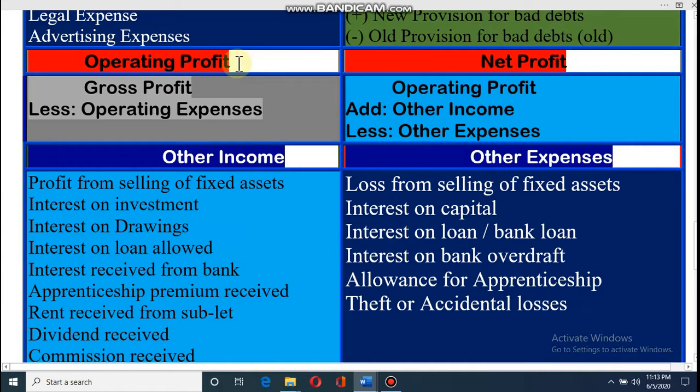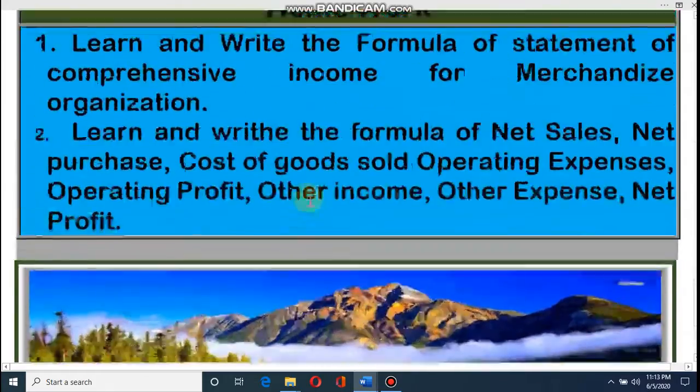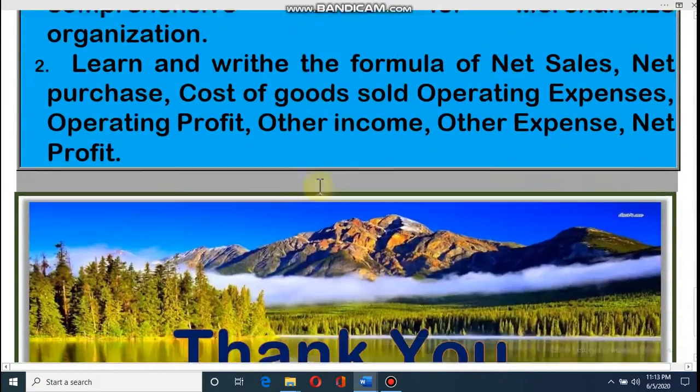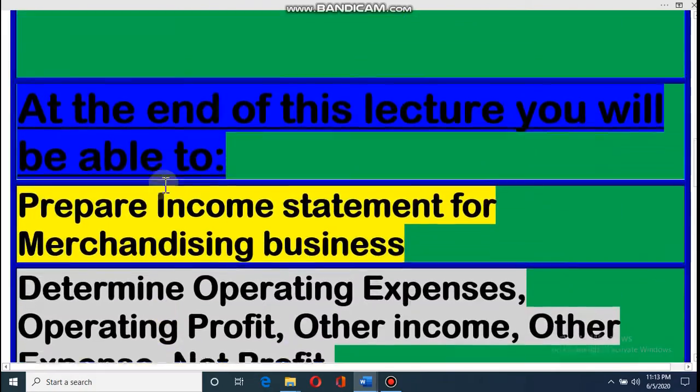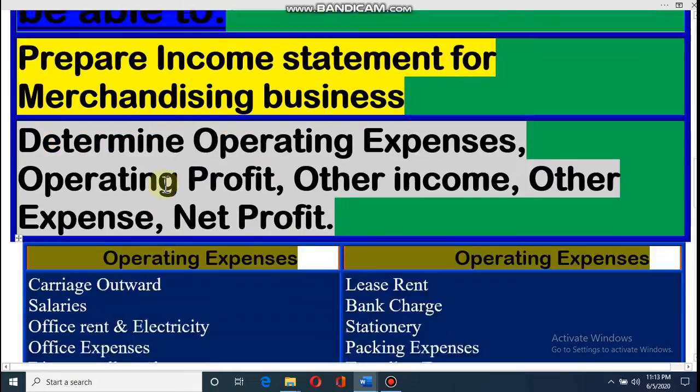Last class, dear student, you learned how you can find the gross profit. I am telling it again for you. If you remember, net sales less cost of goods sold gives the gross profit. So from that gross profit, if you subtract operating expenses, then you will get the operating profit. You can see the list here also. If you subtract operating expenses from gross profit, then you can find the operating profit.